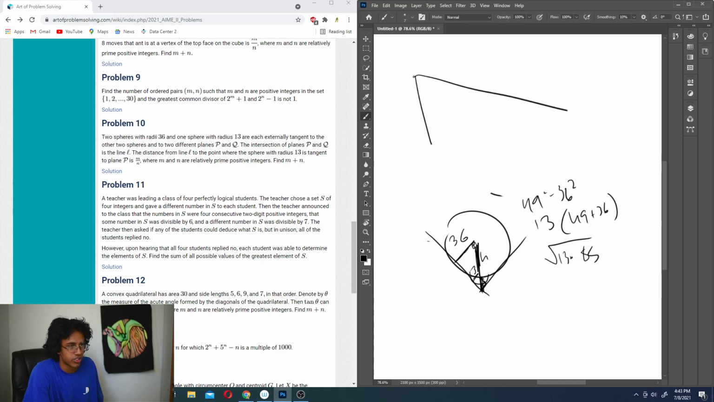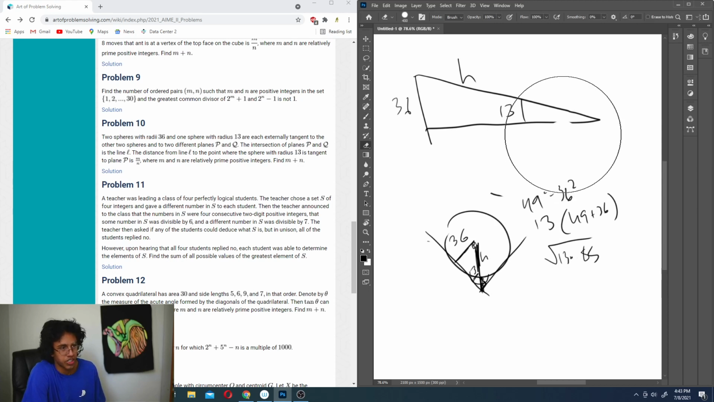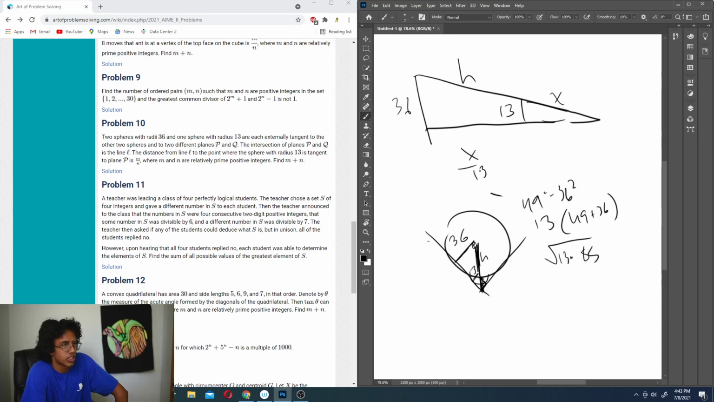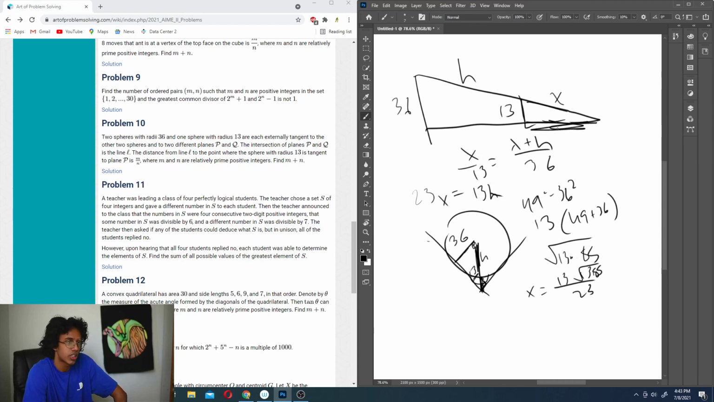So it's like this, and we want to find this distance over here, right? 13, 36 for h. It might actually be easier if we find this one first, because we can do similar triangles. We can't really do similar triangles with this guy. So we get x over 13 is equal to x plus h over 36. This basically gives us 23x is equal to 13h, right? So essentially x is equal to 13 root 13 times 85 over 23, right? And then we just do Pythagorean theorem to get to this length, and we are done.